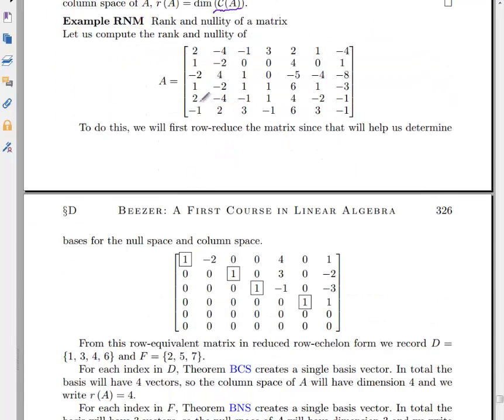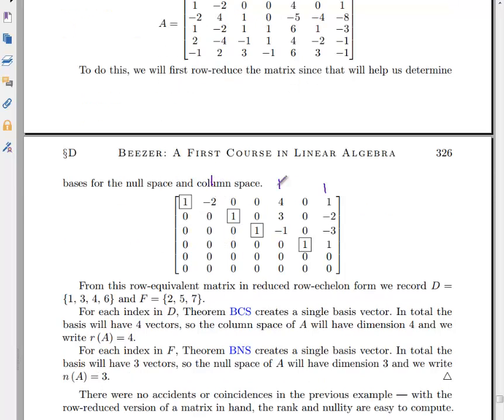For example, if I take this matrix here and row reduce, you can see where the free variables are, and you can see where the pivot variables are. So notice that there are 3 free variables, so that means the dimension of the null space is 3. And there are 4 pivot variables, so the rank of the matrix, which is the dimension of the column space, is 4.